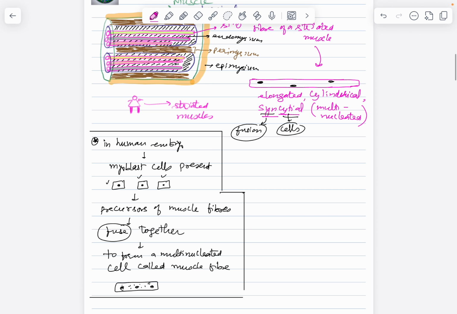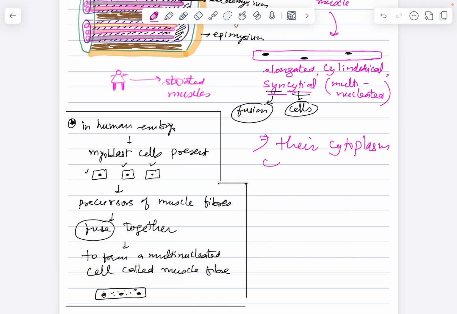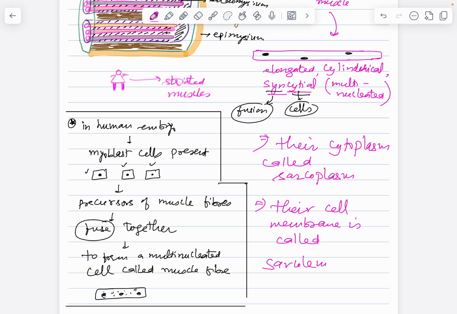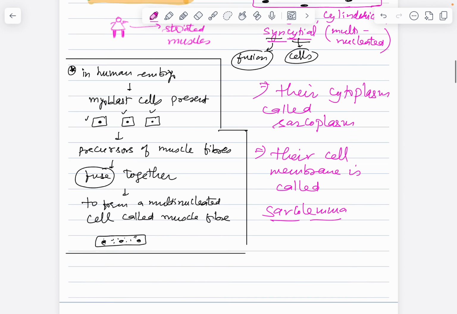The elongated cylindrical syncytial cells called the muscle fibers would also have cytoplasm in them, just like any other cell. But the cytoplasm in case of the muscle fiber is called sarcoplasm. Plus their cell membrane, what is that called? The cell membrane is called sarcolemma. For a normal cell, what is the cell membrane called? Plasmalemma. For them, what is the muscle fiber cell membrane called? Sarcolemma.